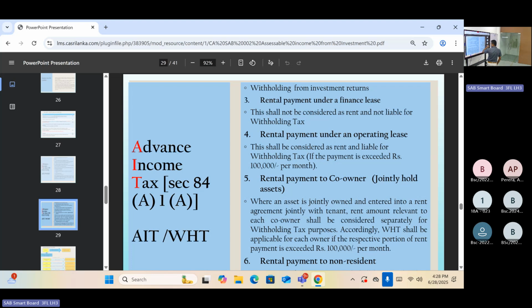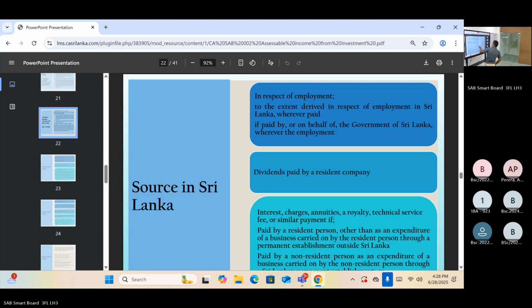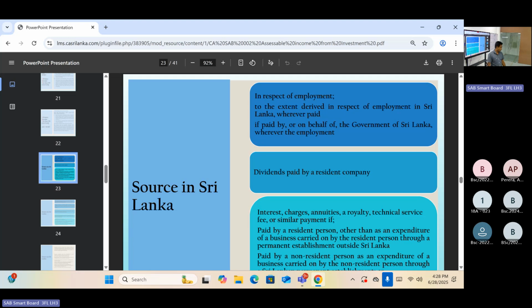We'll look into what is source in Sri Lanka. What does source in Sri Lanka mean? That means income should be generated from Sri Lanka. How to determine whether that income is generated from Sri Lanka? In respect of employment-related income, that employment should be exercised in Sri Lanka. He should be doing his duty from Sri Lanka, irrespective of whether the payment is paid in Sri Lanka or not.